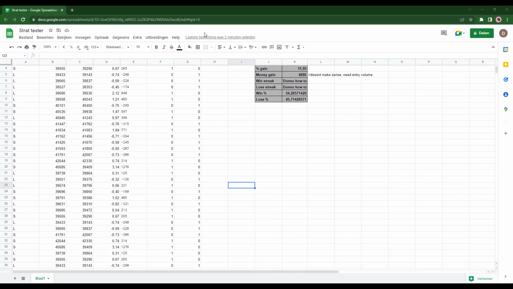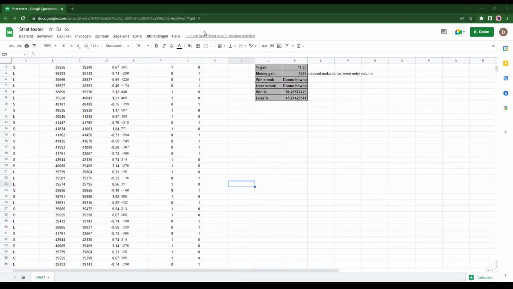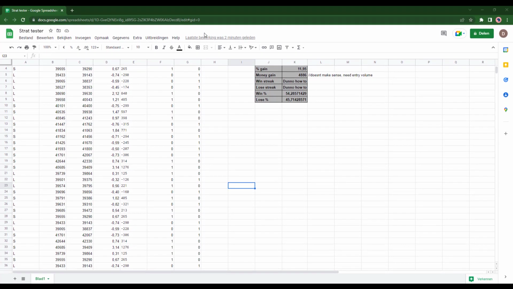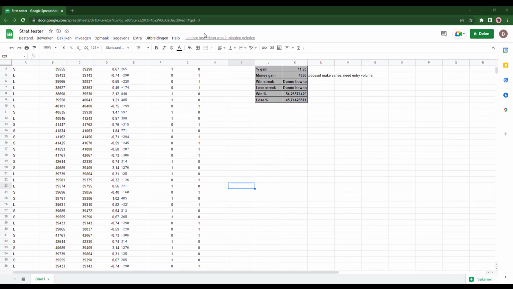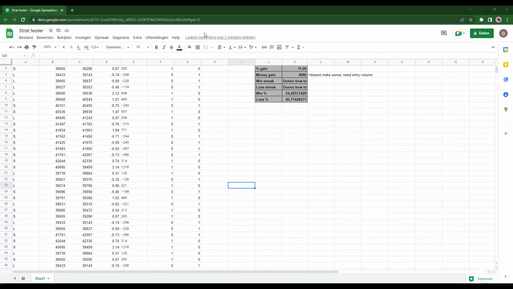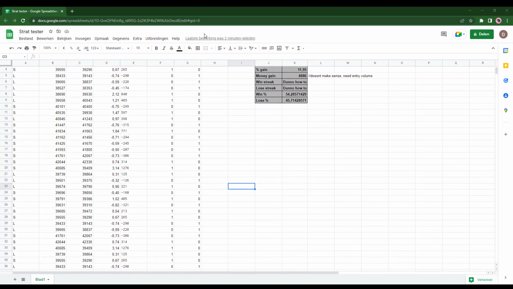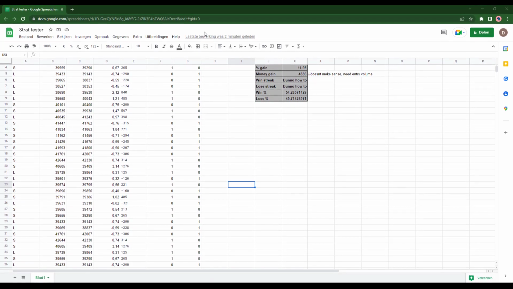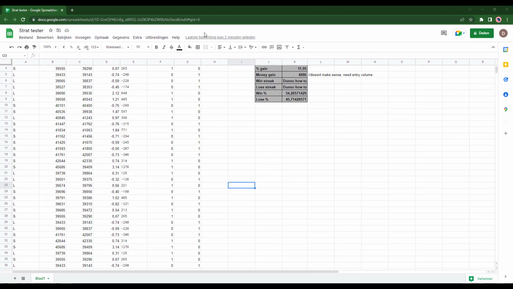What's up, traders? So we backtested this QQE mod strategy, and the results are in. We made an 11.95% gain. The money that we gained was $4,886 and the win rate was 54%. So with this strategy you will make some money.